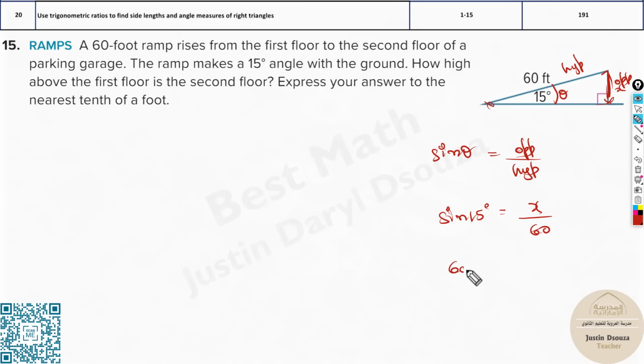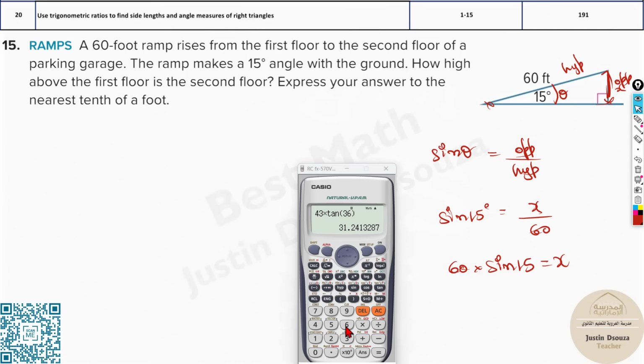So all you do is 60 to the other side multiplied by sine 15 degrees, that will be equal to x. So all you do is put in the calculator. Here it's 60 times sine 15. That's your answer. You write it as nearest tenth of a foot. So 15.5 would be the answer.